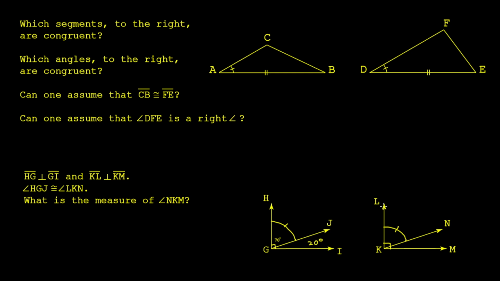And over here, again, the measure of angle LKM is 90 degrees. The measure of angle LKN is 70 because it is congruent to angle HGJ. By subtraction, 90 minus 70, the measure of angle NKM is 20 degrees. And that is a small proof. Remember, a proof is just a thought process that you write down how you got to your conclusion.